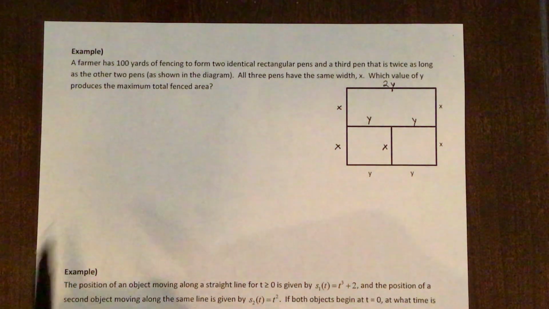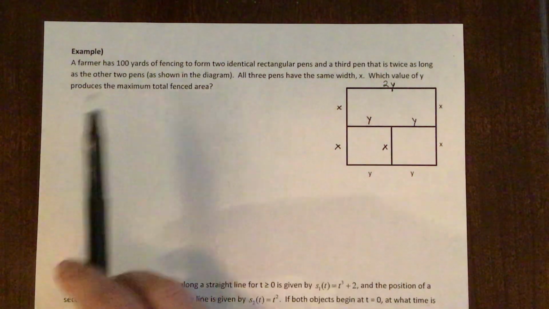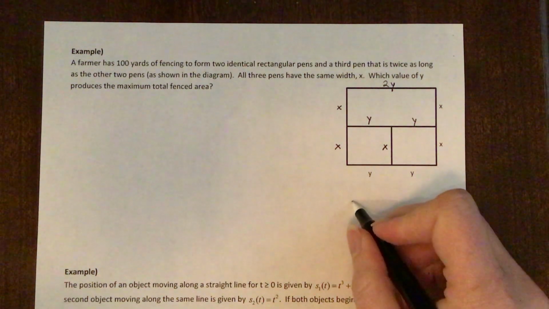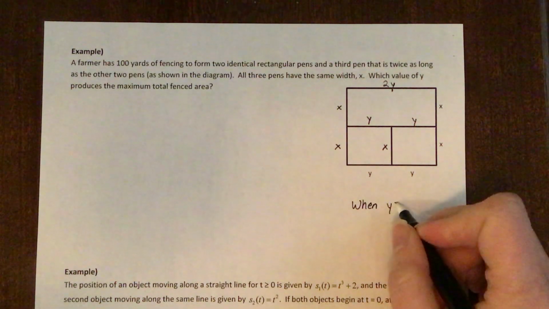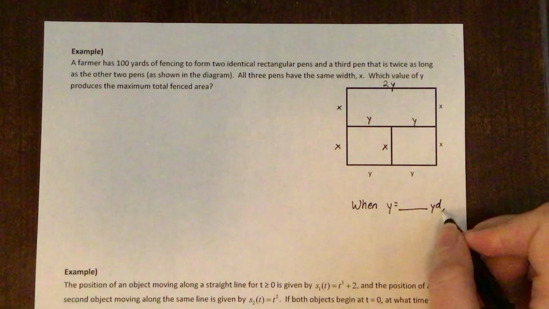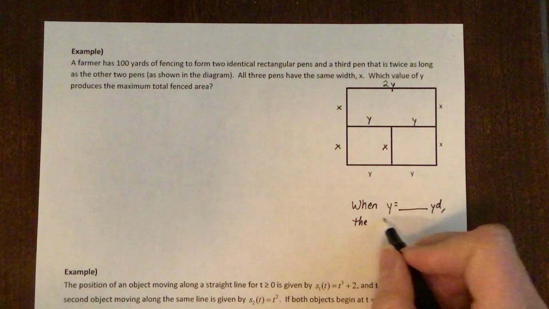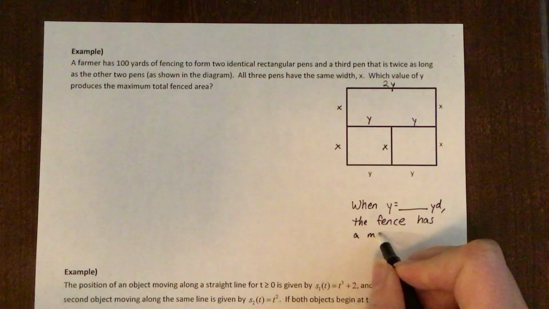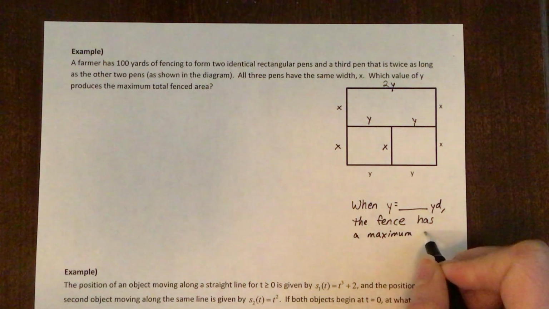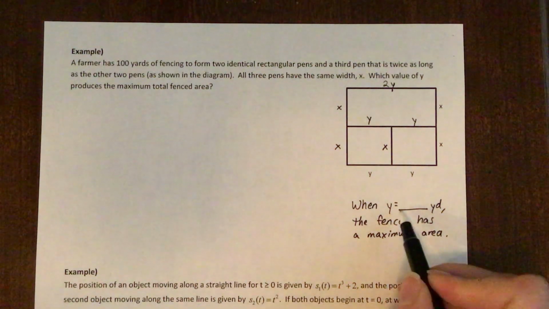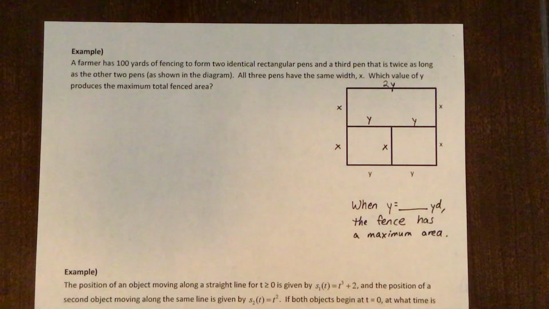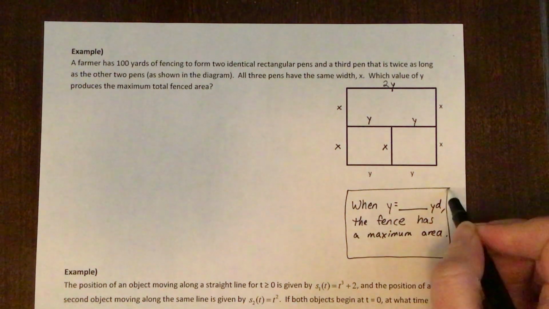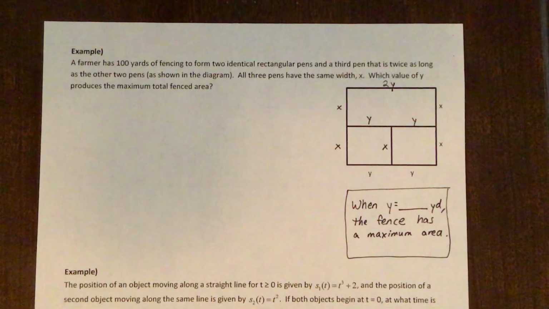We want to know which value of Y produces the maximum total fenced area. So let's start by writing our sentence. When Y equals blank yards, the fence has a maximum area. That way you know what you are doing at the end. You know what you have to find, so you know if you've gone far enough. So sentence first, we're looking for Y.